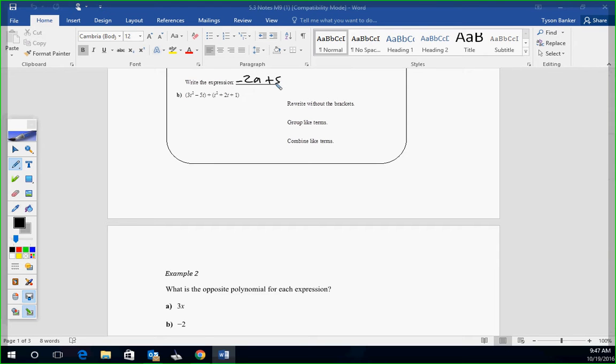Then we have rewrite without brackets, group like terms, combine like terms, so part B here. Rewrite without brackets, so it's going to be 3t squared minus 5t plus t squared plus 2t plus 1. Group the like terms. 3t squared is like terms with 1t squared. Negative 5t is like terms with 2t. And then plus 1. So 3t squared plus t squared, minus 5t plus 2t, plus 1, and now we combine them. So 3 plus 1 is 4t squared, like we talked about. Exponent does not change. Negative 5 plus 2, negative 3t. 1, still a 1.